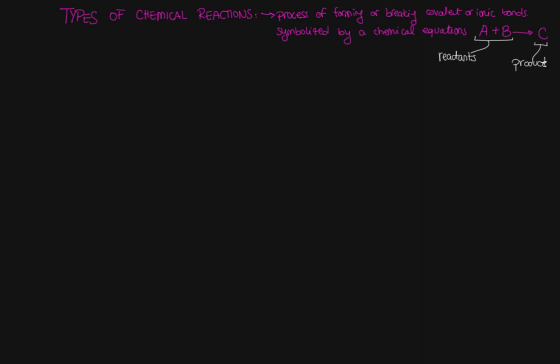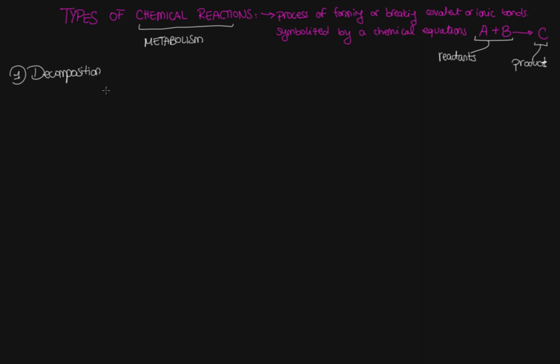And so chemical reactions that occur in the body are collectively called metabolism. And so now let's go ahead and look at the different types of chemical reactions that occur. And we have three different types. Number one, decomposition.